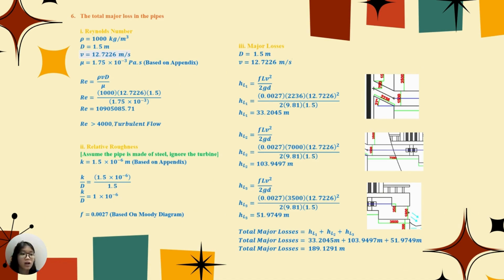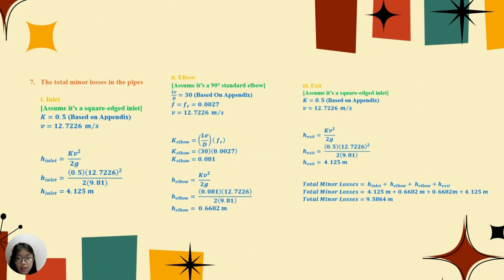So first we find out the Reynolds number, which is Re, and we get 10905085.71, which is greater than 4000. It is turbulent flow, and we find the relative roughness. Then we find the f based on the Moody diagram. We get 0.0027. Then we get the major loss. The total major loss is 189.1291 meter.